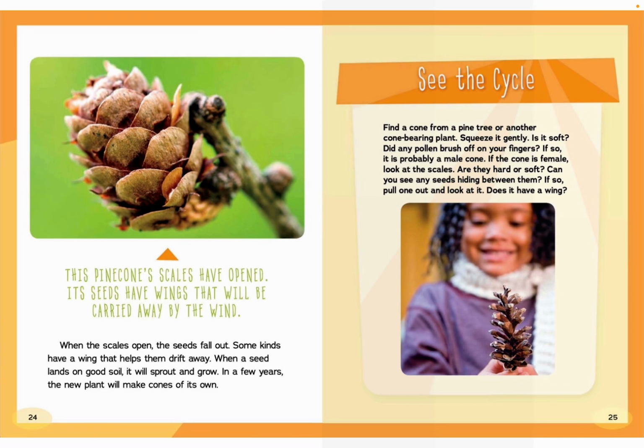When the scale opens, the seeds fall out. Some kinds have a wing that helps them drift away. When a seed lands on good soil, it will sprout and grow in a few years. The new plant will make cones of its own.